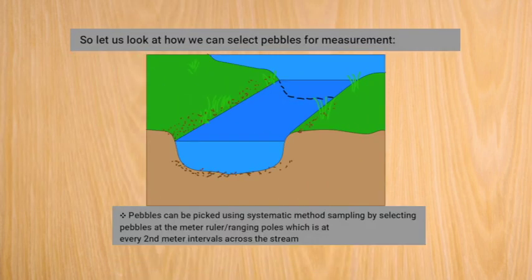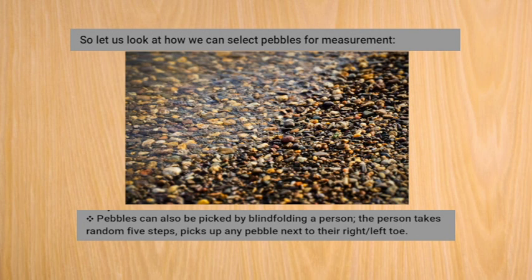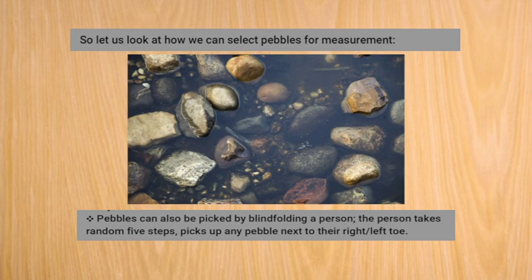Pebbles can be picked up using systematic sampling by selecting pebbles at the meter ruler ranging pole, which is at least at every second meter interval across the stream. Pebbles can also be picked up by blindfolding a person. The person takes random 5 steps and picks up any pebble next to their right or left toe.